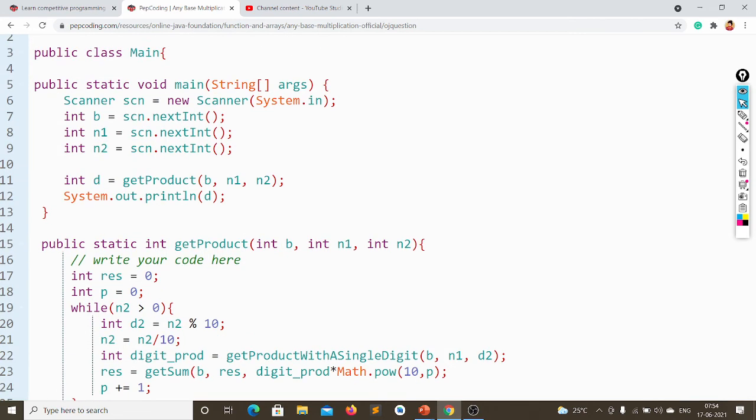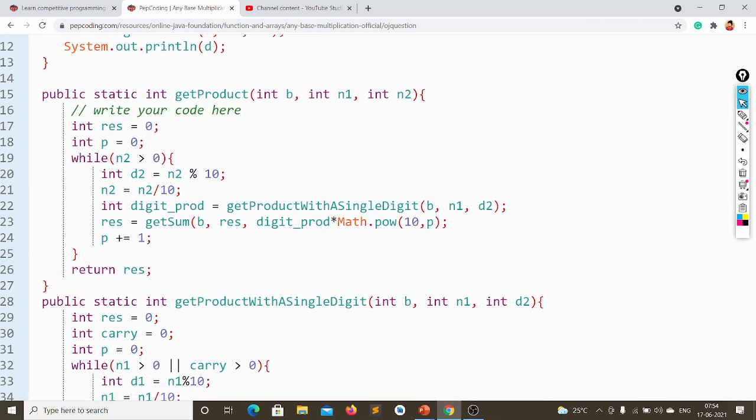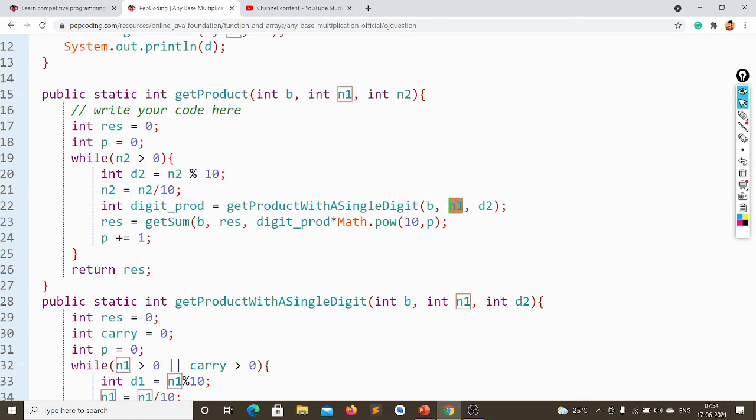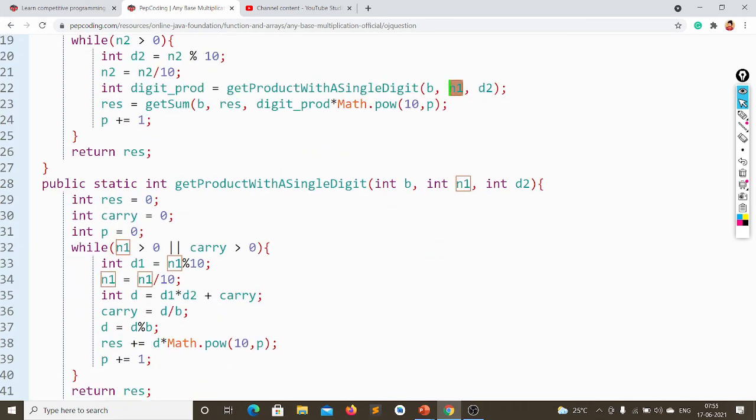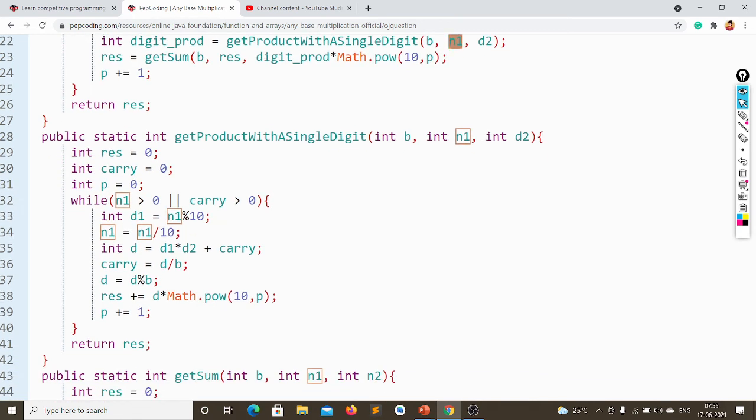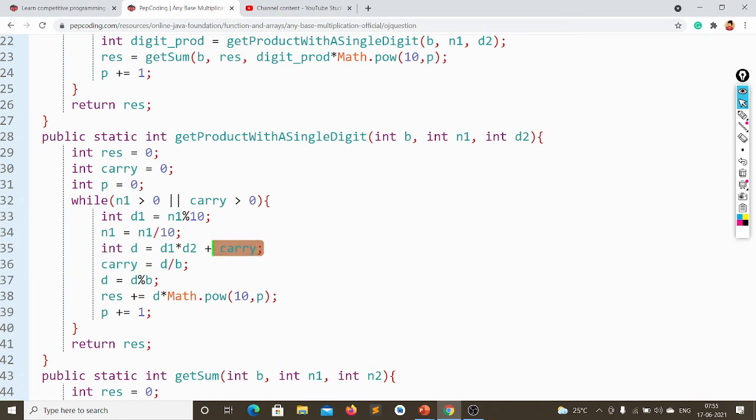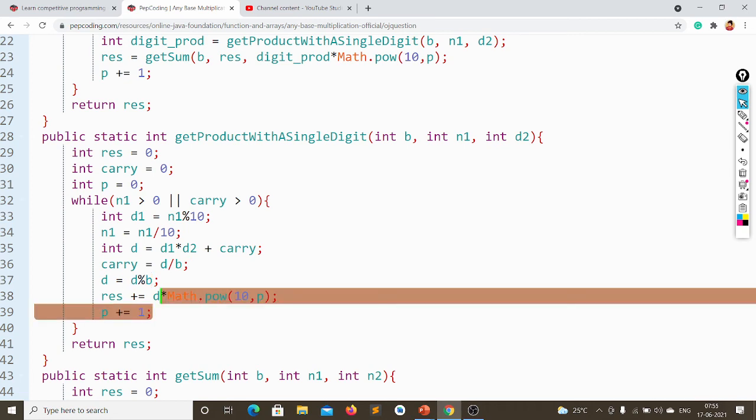First of all, I will explain the get product method. In get product, I initiated result with 0, p with 0, while n2 is greater than 0. Each digit of n2, I'm multiplying it with n1. In the get product with a single digit method, I'm storing result, carry, p, while n1 is greater than 0 or carry is greater than 0, each digit of n1. I am multiplying it and adding carry, and carry will be d by b and d will be d modulo division b.